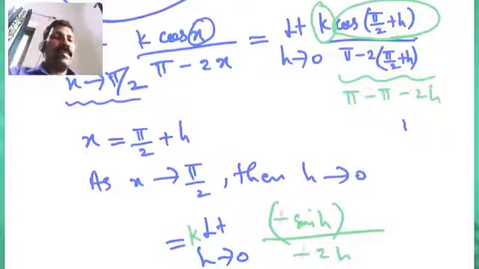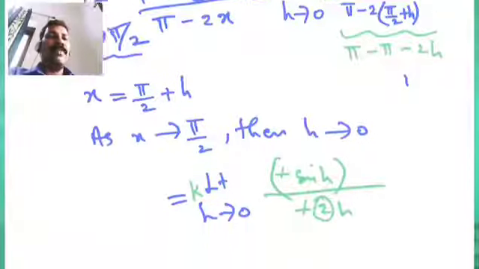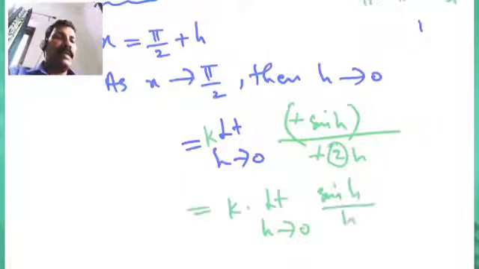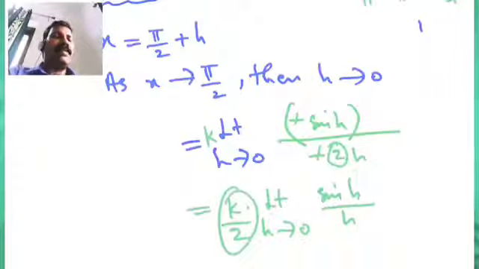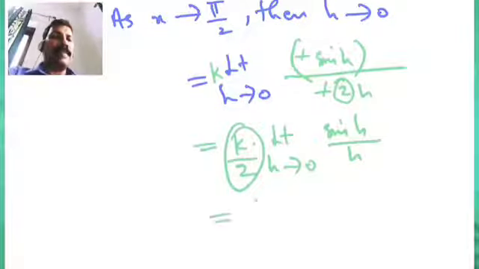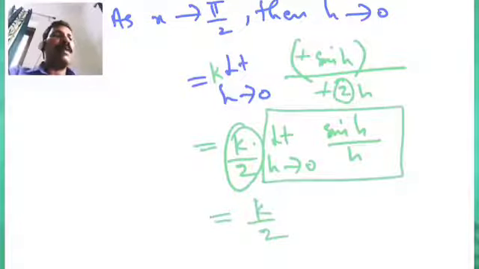So this minus and this minus getting cancelled, this 2 also you can take outside. Then what is happening? So that is equal to k into limit h tends to 0 sin h by h. 2 also outside. So k by 2 outside, then limit of sin h by h. So you know that is k by 2, because this limit is 1 only.